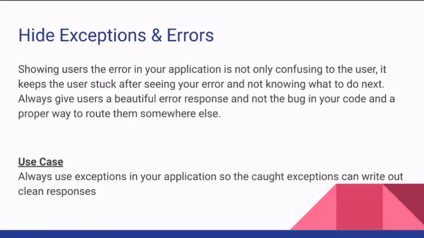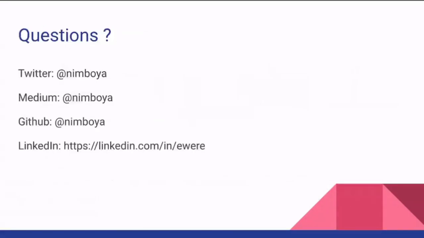giving a beautiful status page to the user, showing the user that there is a problem instead of just throwing the exception over to the user. That puts the user off balance and makes the user not know what to do and where to go. So always give users a beautiful error response and not the bug in your code. Now, the use case here is to always use exceptions in your application, so the caught exceptions can write out clean and much cleaner responses. So thank you very much, guys.